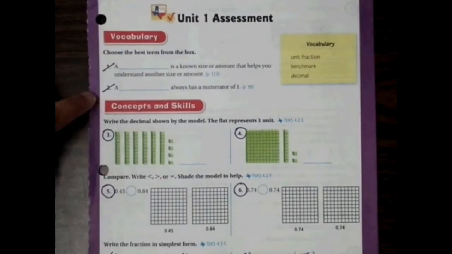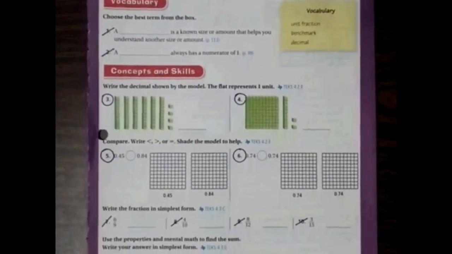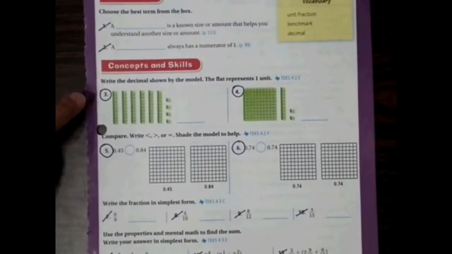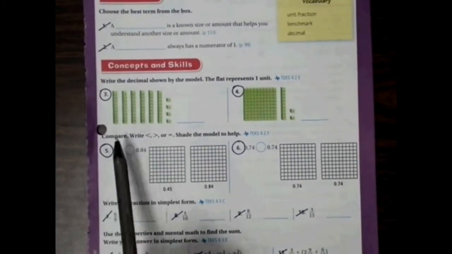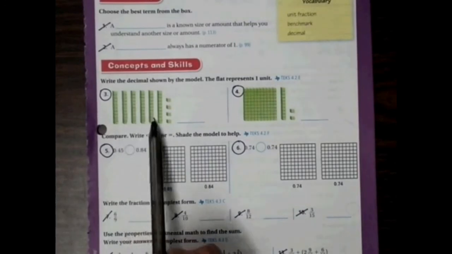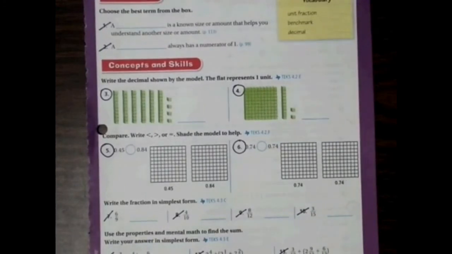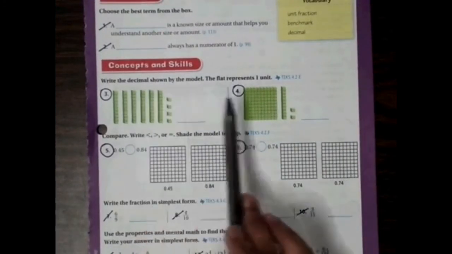I want you to just do 3 and 4. It says write the decimal shown by the model. The flat represents 1 unit. So I'm going to tell you right now the answer is not 64. I want the decimal. Okay? So press pause, answer questions 3 and 4, and press play when you're ready to check.